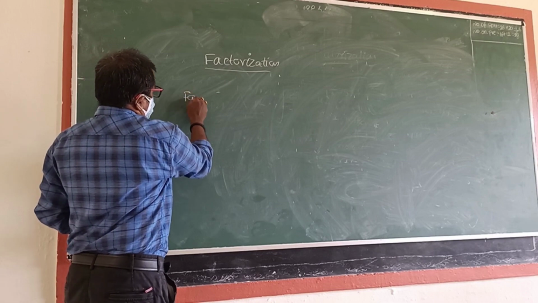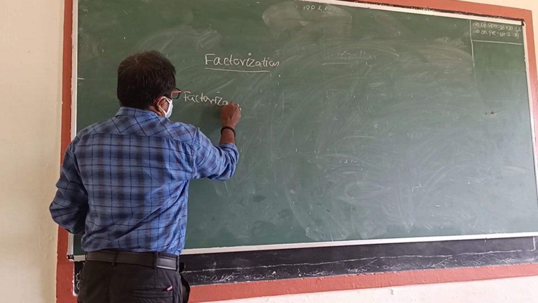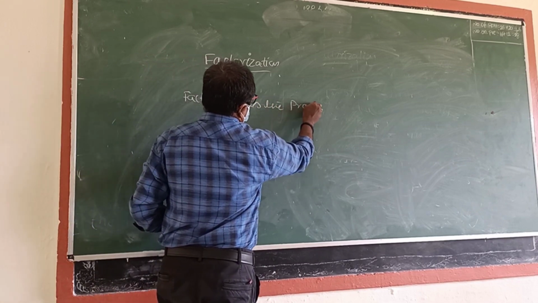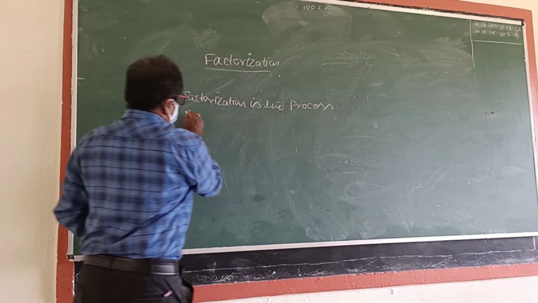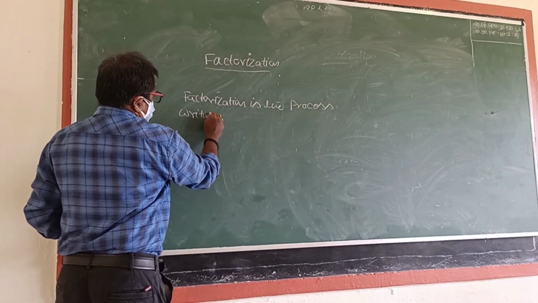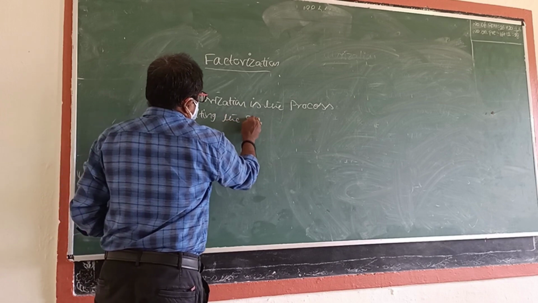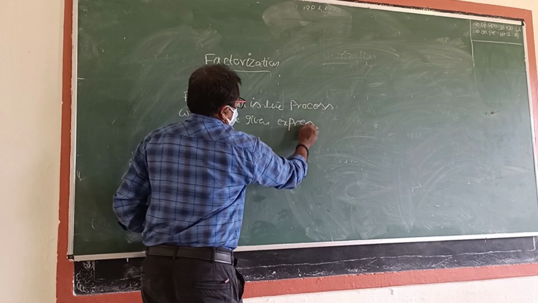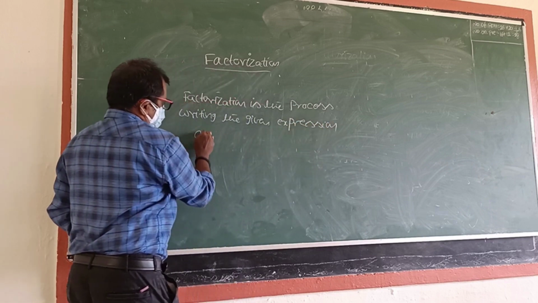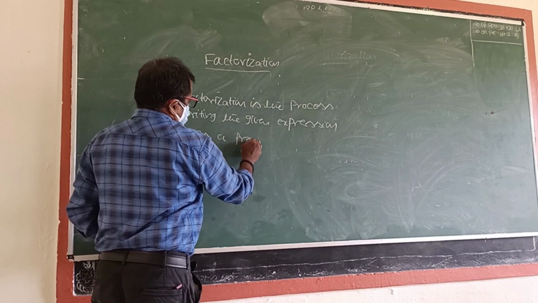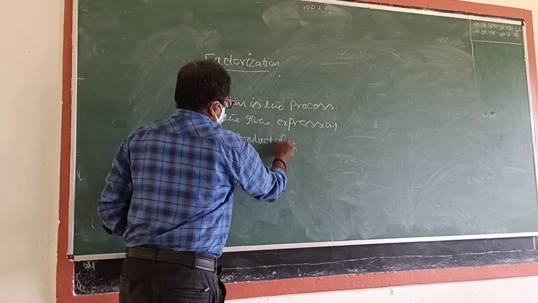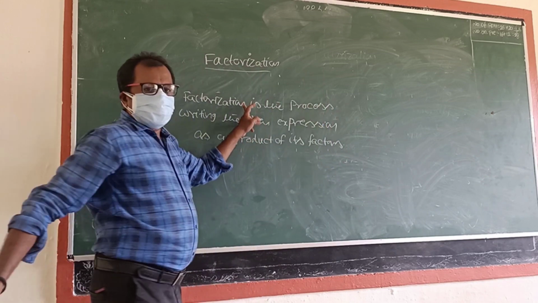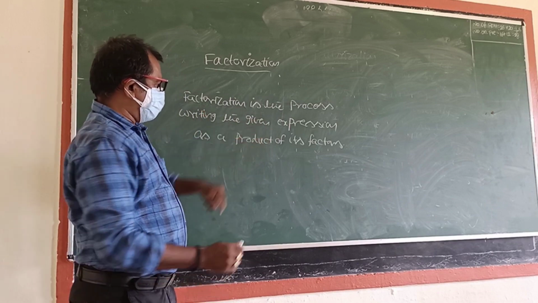Factorization is the process of writing the given expression as a product of its factors. Factorization is the process of writing the given expression as a product of its factors.